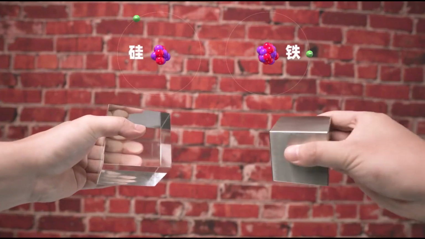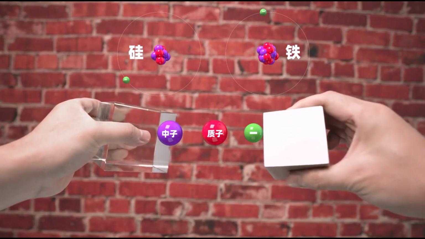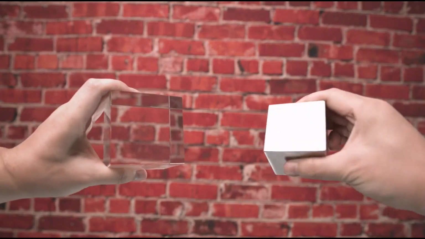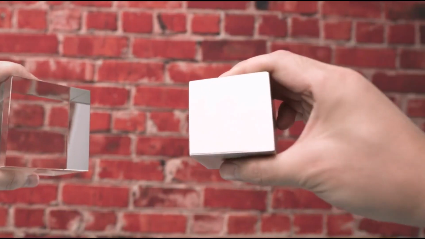Have you ever wondered why glass is transparent? I mean, whether it's glass or this piece of metal, their atoms are made up of the same neutrons, protons, and electrons. The neutrons and protons in glass are just like those in metal. So why can you see through glass but not through a metal block? A metal block is opaque.